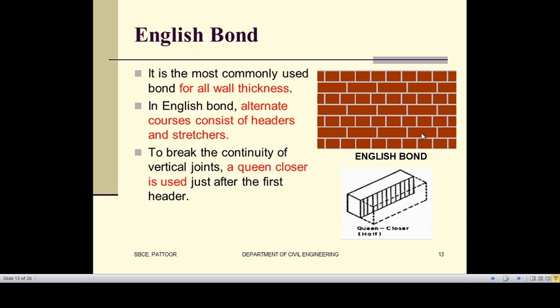Once again, the English bond is made of alternate courses consisting of header and stretcher. If the first course consists of headers, with all the bricks laid with header facing the wall, then the second course will be made with stretchers. All the bricks will be laid with stretcher on the face of the wall. Likewise the English bond is constructed, and to stagger the vertical joints we use a queen closure, placed just after the first header. We'll see this in depth.